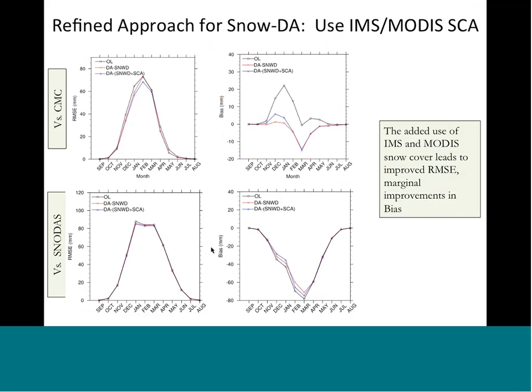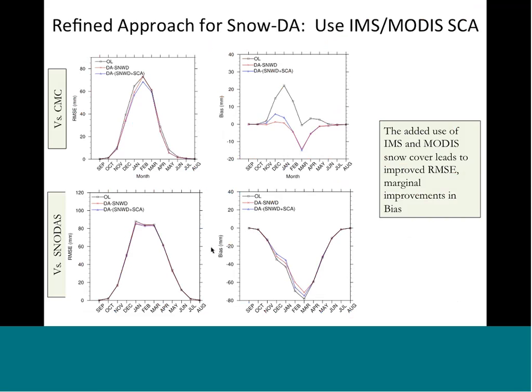In the next slide, what we decided was, as I mentioned, the snow was one of the problematic parts of that initial study. So more recently, we have been working on some refinements to snow data assimilation, where we actually use the IMS, or the MODIS snow cover area, to condition the assimilation. So you only assimilate where IMS and MODIS agree with the existence of snow, so that you kind of prevent putting snow where it shouldn't be, and so on.